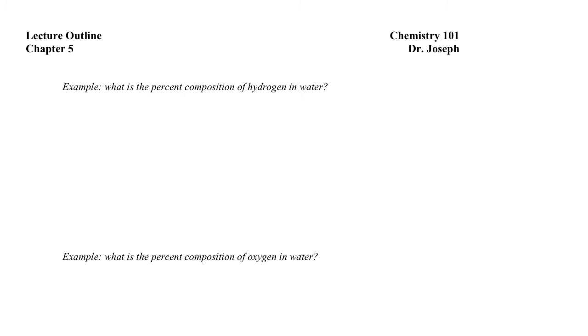Here in this first example, we're being asked, what is the percent composition of the element hydrogen in the compound water? Note, of course, the formula for water is H2O, so there are 2 hydrogen atoms for each water molecule. To find the percent composition of hydrogen, therefore, we need to multiply the molar mass of hydrogen by 2, because there are 2 hydrogen atoms, and then we need to divide by the molar mass of water.